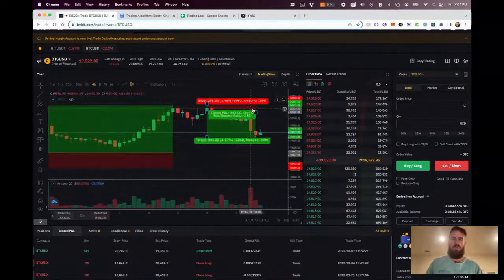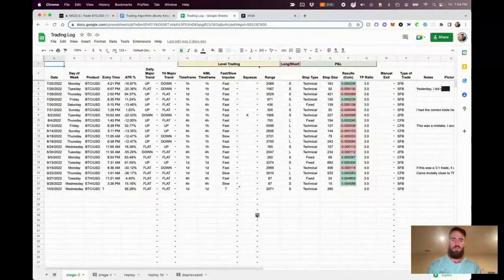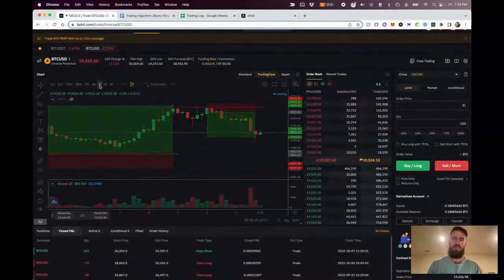So pretty cool. I get to enter that in, which is nice. Always feels good. This was a pretty fast impulse, to be honest. And I put daily time frame here, but was that actually what I was looking at?